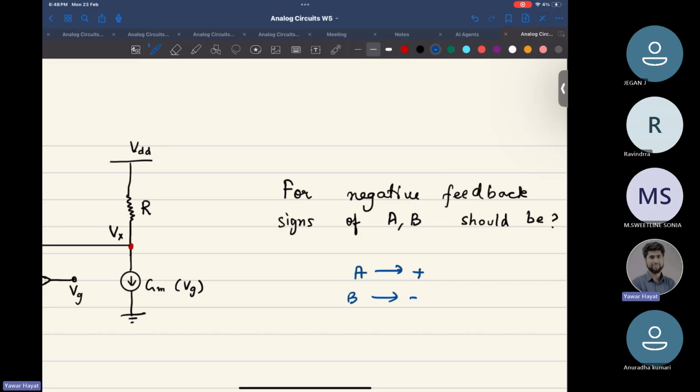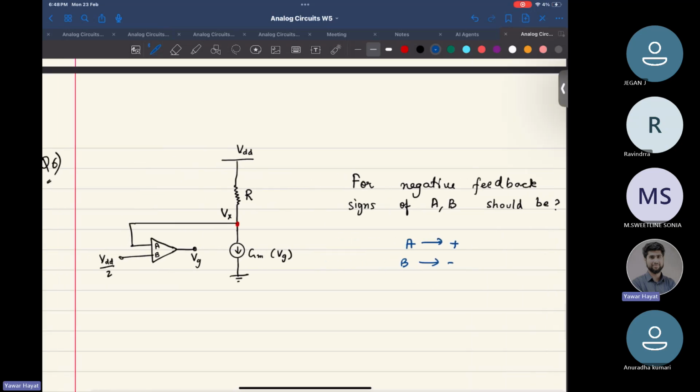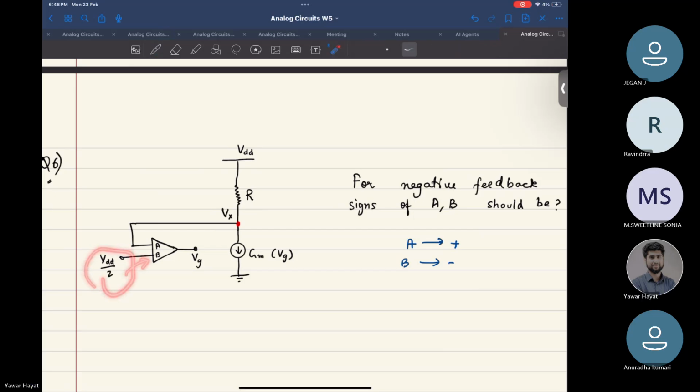Oh, sorry, I was mute. So A would be the non-inverting terminal and B would be the inverting terminal. Correct? Only then would the system be in a negative feedback. Right? Our input has to get to an inverting terminal. Now, one more thing.